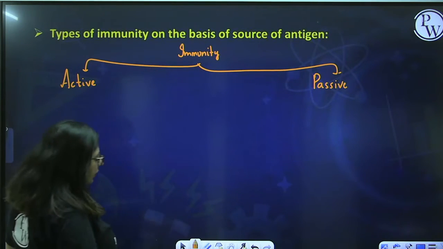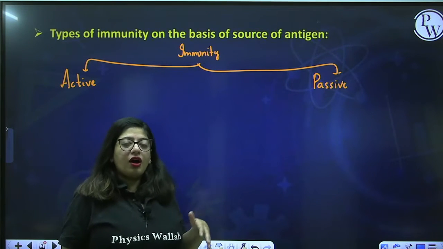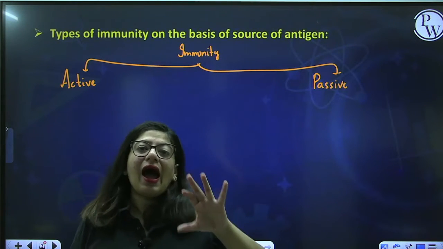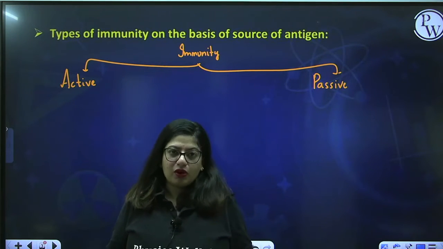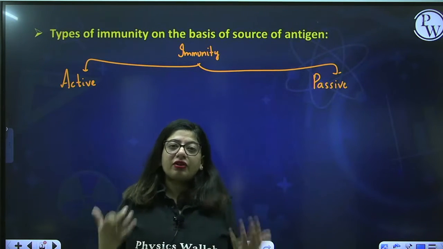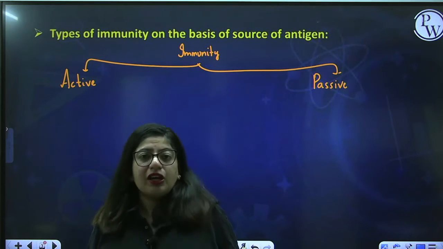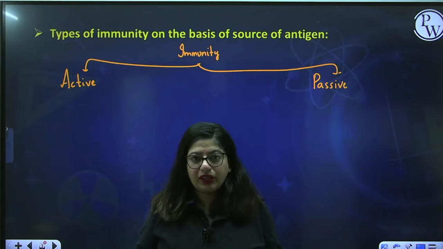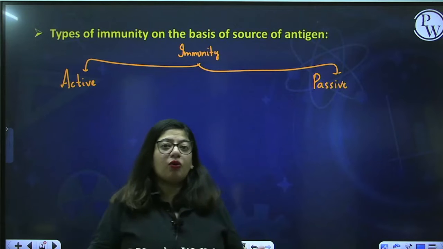So what happens in active immunity? Your body meets the pathogen, or the pathogen enters your body and your immune system comes across the pathogen and produces antibodies of its own. For example, I met with the chickenpox virus. The chickenpox virus entered my body. My immune system recognized it and started producing antibodies against it. So the source of antigen was the pathogen that entered my body, and my body produced its own antibodies, by the working of my own machinery.